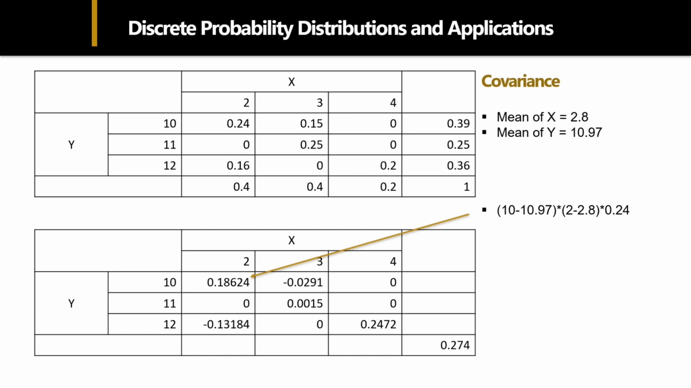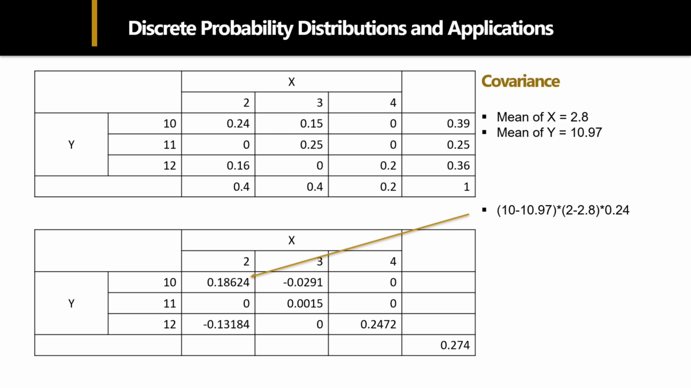Let's look at this example right here. We'll say x can take on only 3 outcomes, 2, 3, and 4, and y can only take on 3 outcomes, 10, 11, and 12. The table lists the joint probabilities. So, for instance, there's a 24% chance that y is 10 at the same time that x is 2. We can calculate on our own. The mean of x is 2.8, and the mean of y is 10.97.